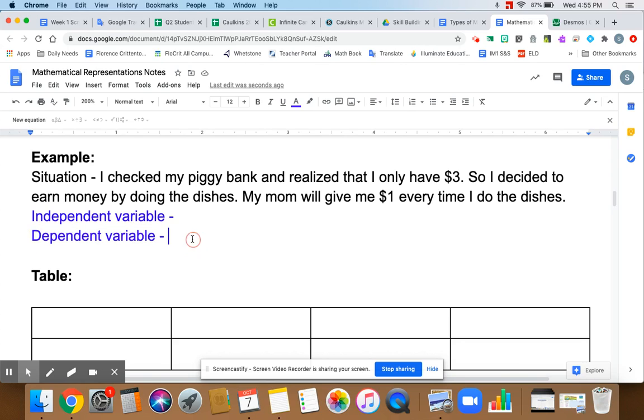And then let's move on to the dependent variable. Well, dependent variable is usually an amount. Do I see an amount anywhere? I do. I see the amount of money I have. So my dependent variable is the amount of money I have. And what is the amount of money I have based on? Well, it's based on how many times I do the dishes.